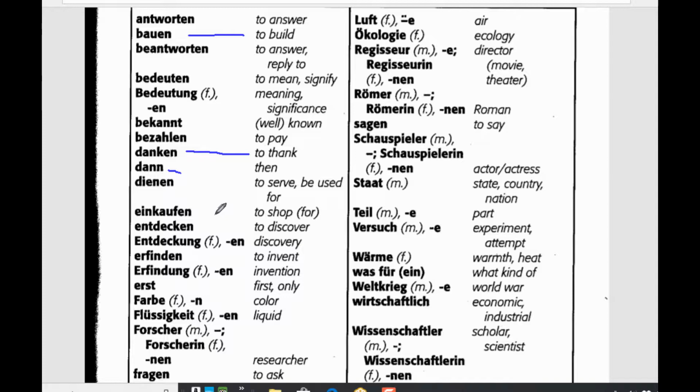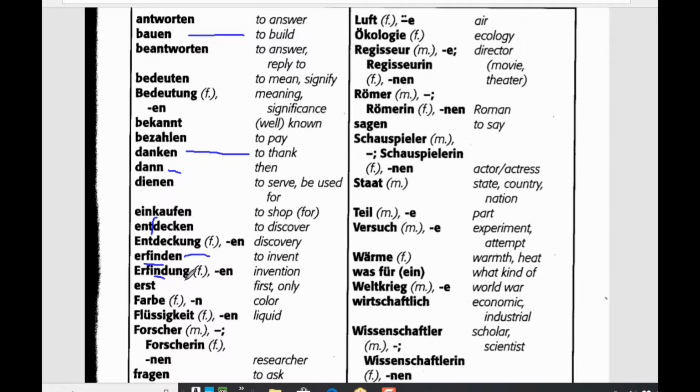Here we have ent, which means away from as a prefix. What about this one? Invent, erfinden. What connection do you see there? You have find kind of in the middle of erfinden. Good. So to invent is almost to find something new. Remember invent really means to come into something. Invenire, in Latin.